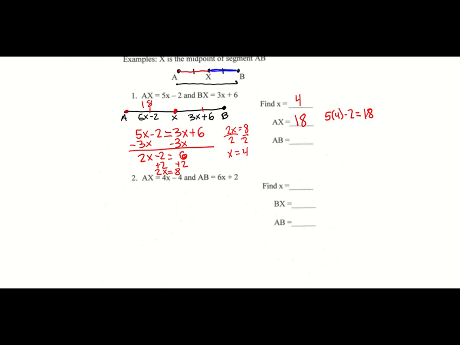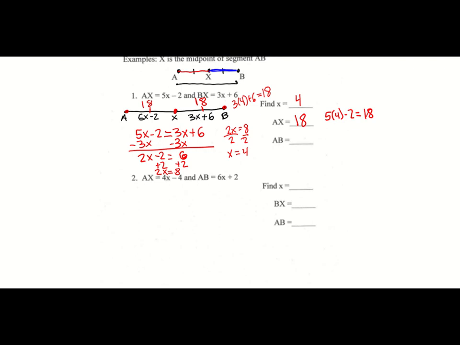well, if I know that this piece right here is 18, then I know that BX is also going to be 18 because they're the same. That's what these little dashes tell me on my line. They're both going to be 18. And if you want to check that, you can do that. If you plug in 4, 3 times 4 plus 6, 3 times 4 gives me 12, plus 6 is 18. So just double checking that I did my math right and I got x right. Those should be the same.